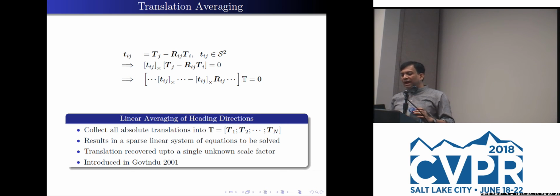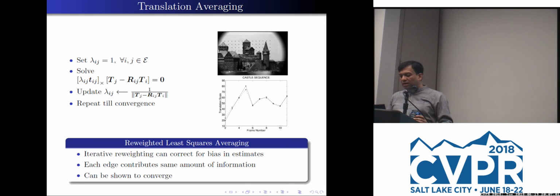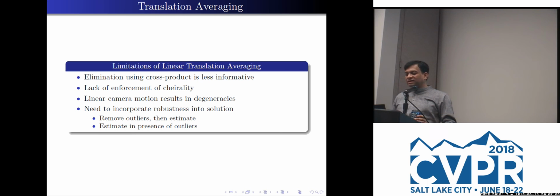Yeah? So then I can set up a linear system of equations and solve for the entire translations in one go. I can do other tricks like reweighting it and so on and so forth. I won't go into those details. They're fairly easy to figure out once you look at the paper. This does okay, but it has certain problems.